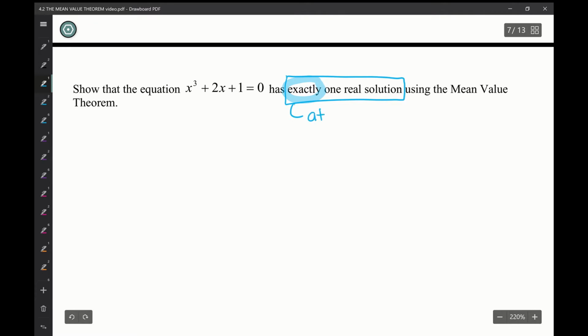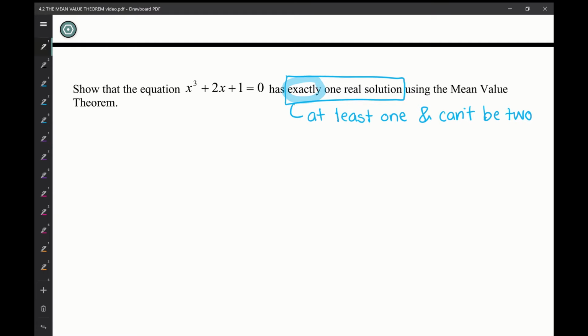First off, we have to show that there's at least one solution. Next up, we have to show that there cannot be two solutions. If you have at least one and you can't have two, and we're talking about numbers of solutions, so that's natural numbers, then you have to have one. We're going to have to use the intermediate value theorem and Rolle's theorem here.